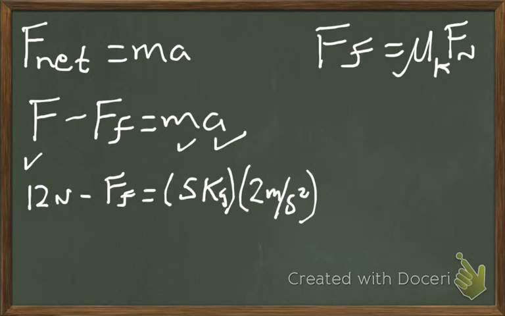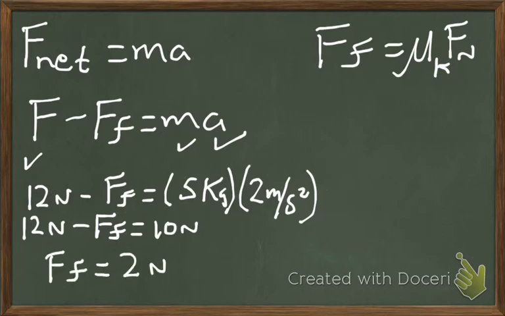So I'm going to do one more step and simplify. 12 newtons minus friction equals 10 newtons. And when you solve that for friction, you're going to get 2 newtons. So there's only 2 newtons of force for friction, and there's 12 newtons of pull. Alright, so our net force here is 10 newtons. But we are not really interested in net force, particularly for this one, but in case you're curious, that's what it is. 12 minus 2, and that'll give us 10.